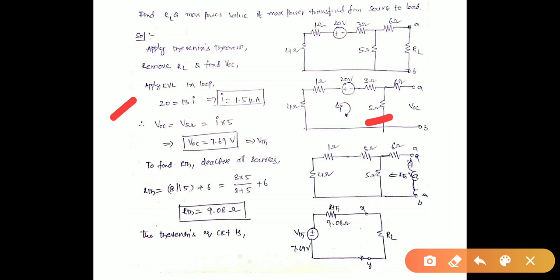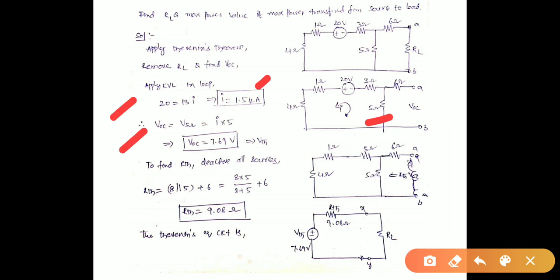If we apply KVL in the loop, 20 is equal to the summation of all the resistors, as we have 4 resistors, so we get 13I. It implies the current in the circuit is 1.54 amperes. Therefore, VOC, that is the open circuit voltage, is calculated as I into 5. Therefore, the Thevenin voltage is 7.69 volts.